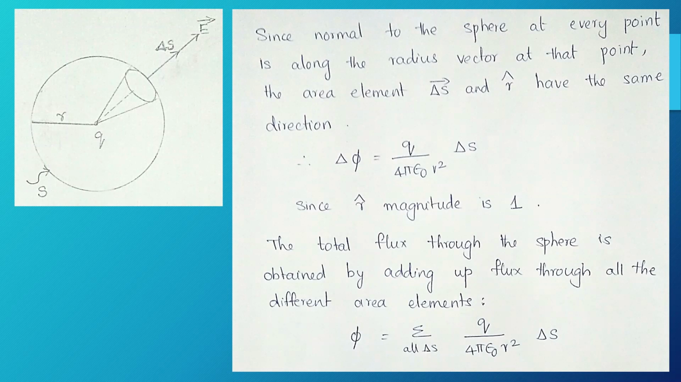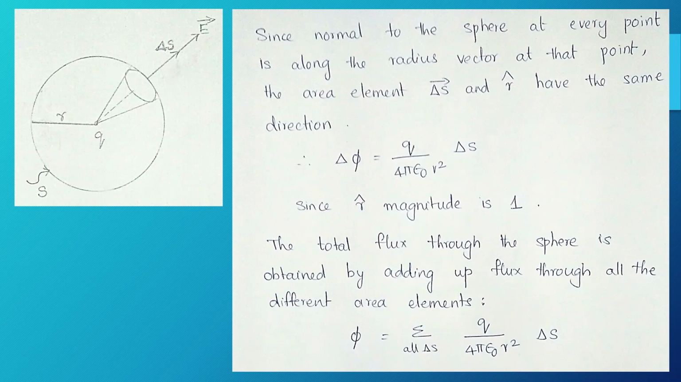Therefore, we will take all such small areas and calculate the total flux, because every area is at the same distance from the charge q, which is at the center of the sphere. Therefore, all area elements delta S bar are at the same distance from the center of the sphere. So let us calculate delta phi for a single area element, which is equal to q by 4 pi epsilon naught r square delta S. We all know r cap is a unit vector whose magnitude is 1.